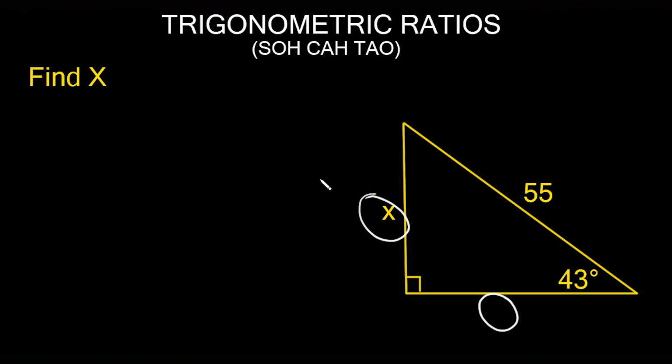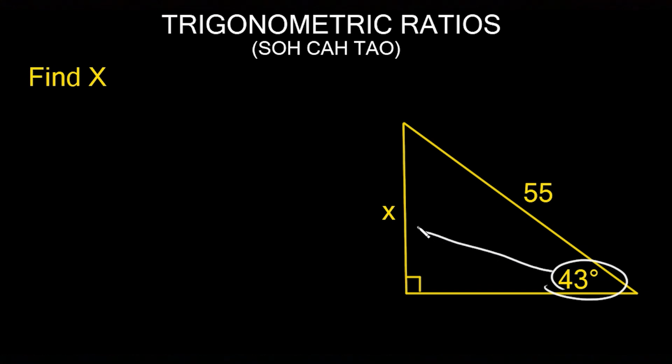So if I have an angle of 43 degrees, I can see that right here. What's opposite to that? Well, opposite to that is going to be x. And I know that sine theta is going to be opposite over hypotenuse. So if I write sine and then theta, which is going to be 43 degrees, equal to opposite over hypotenuse, or x over 55. Now all you have is an equation that you can solve for.